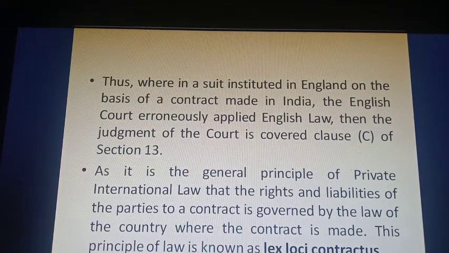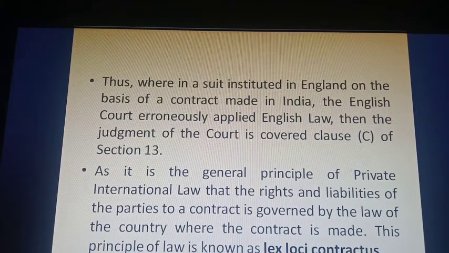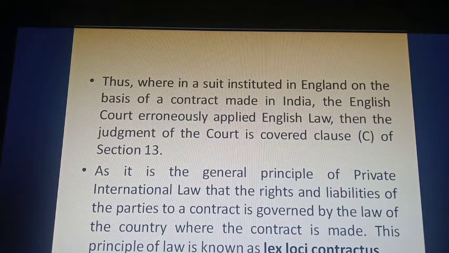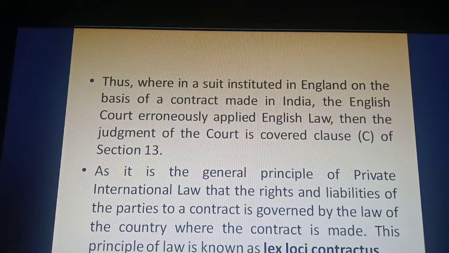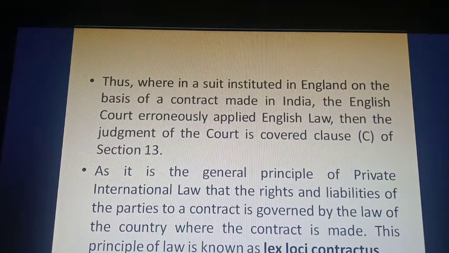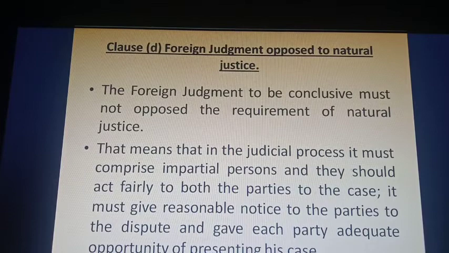It is the general principle of private international law that the rights and liabilities of the parties to a contract are governed by the law of the country where the contract is made. For example, if the contract between two parties of different countries is made in India, then the contract will be governed by the provisions of Indian Contract Act 1872. This principle of law is known as lex loci contractus. That means the law of that country will be applicable to the contract where the contract had been executed. Okay, this was something about clause number C.